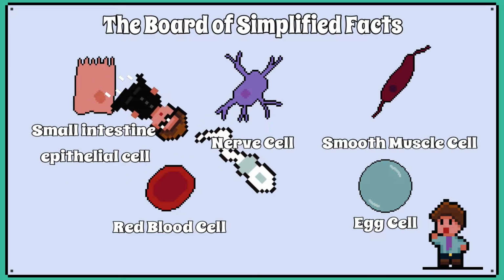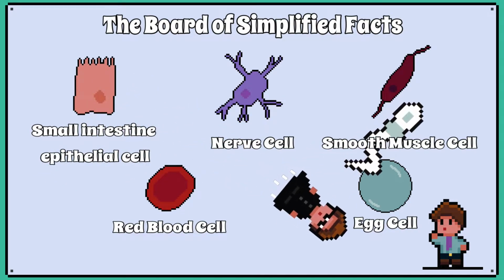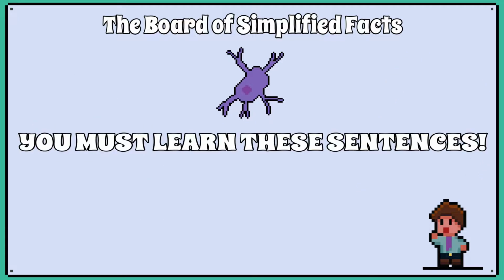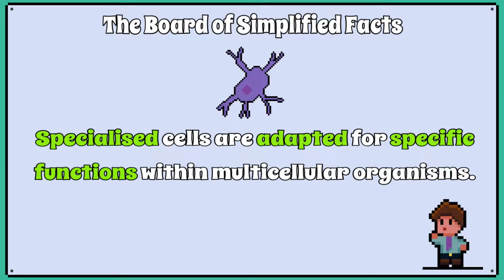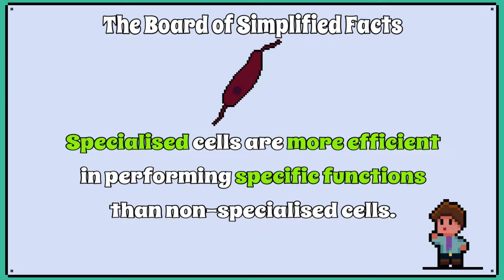Here are some examples of specialized cells that you would find in your body. They share many key features with the generic cell, but they have a few special adaptations. You must remember the following sentences when describing specialized cells. Specialized cells are adapted for specific functions within multicellular organisms. Specialized cells are more efficient in performing specific functions than non-specialized cells.